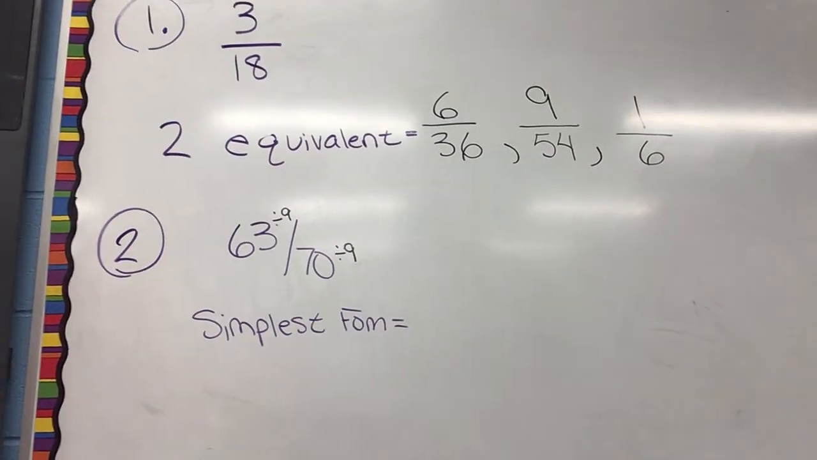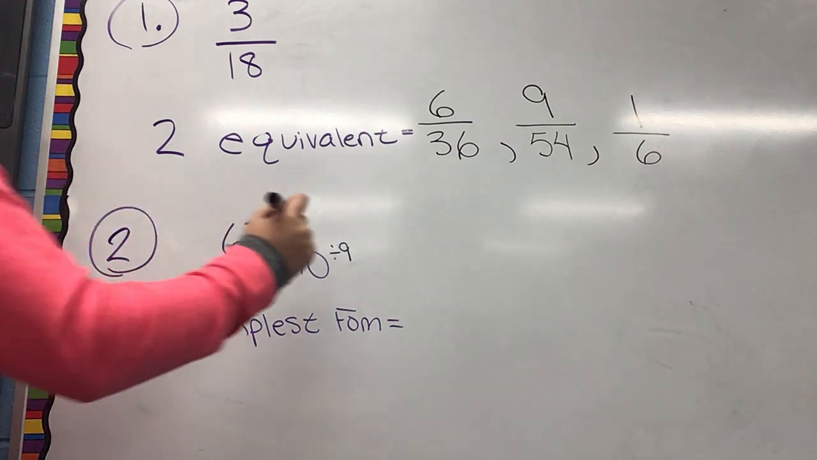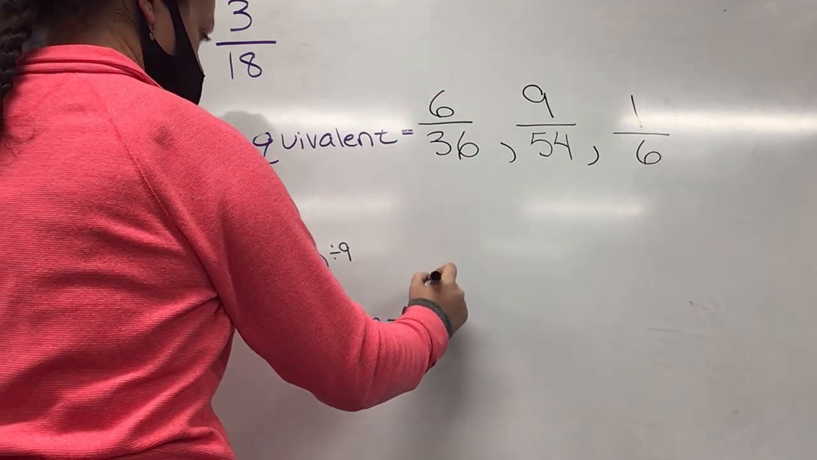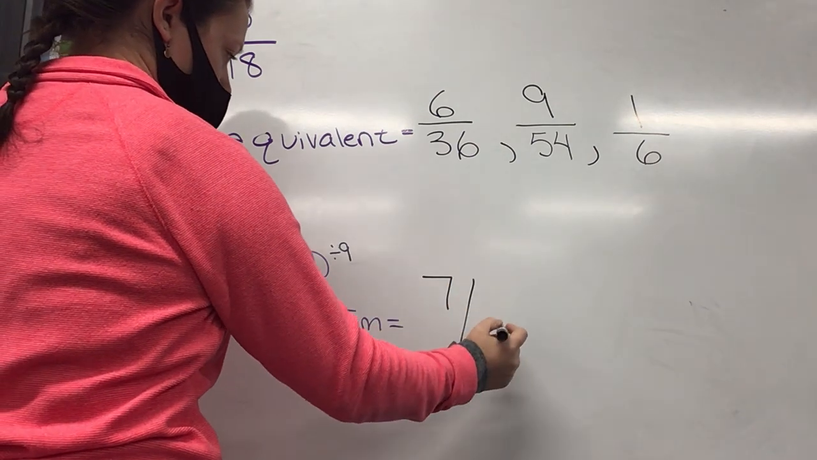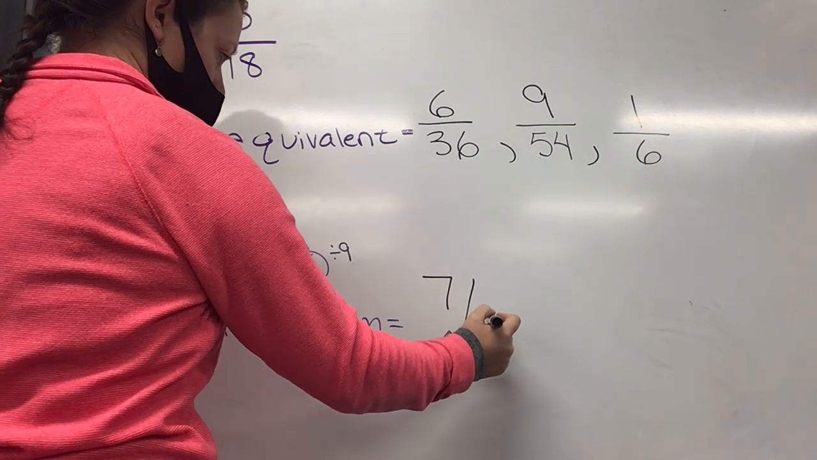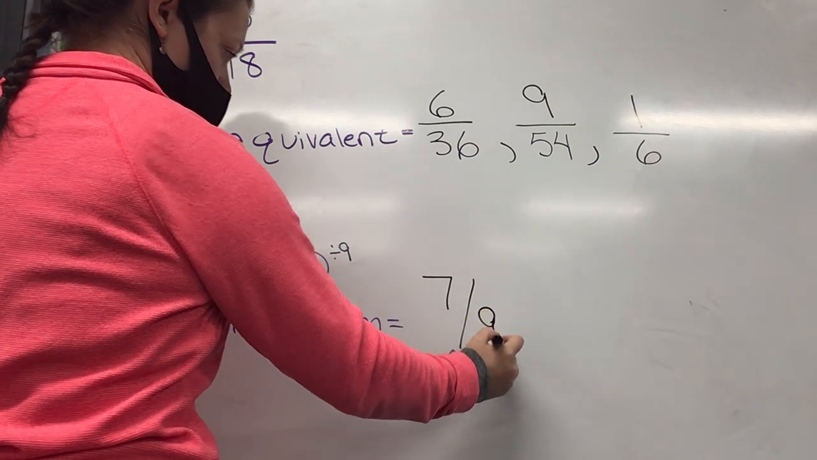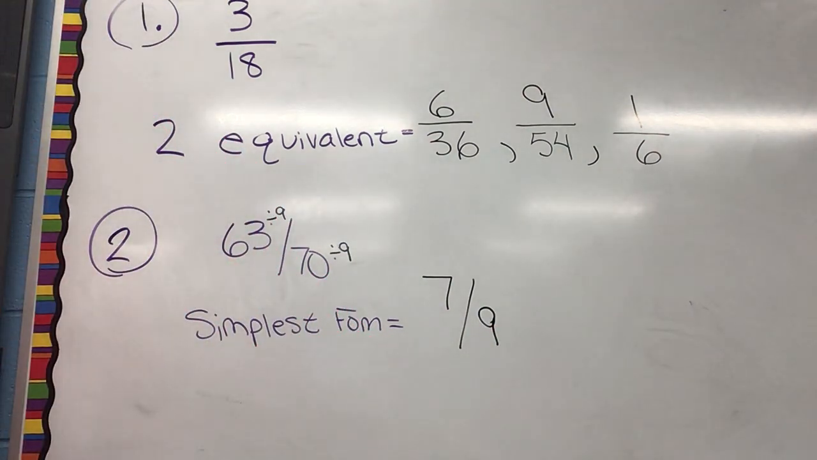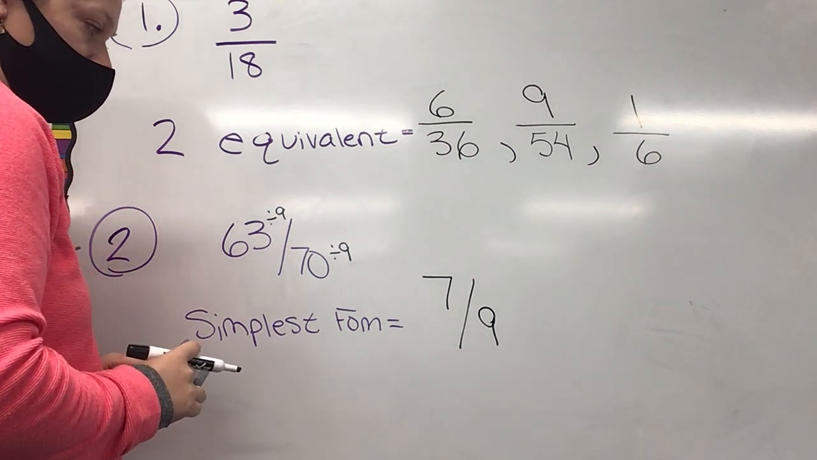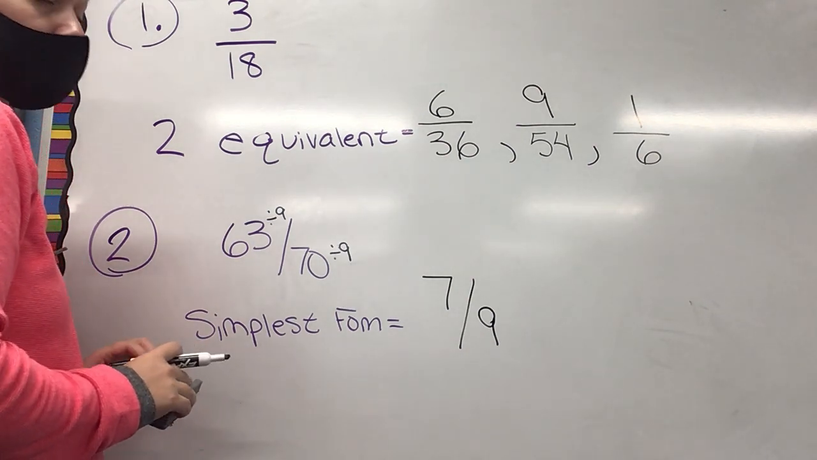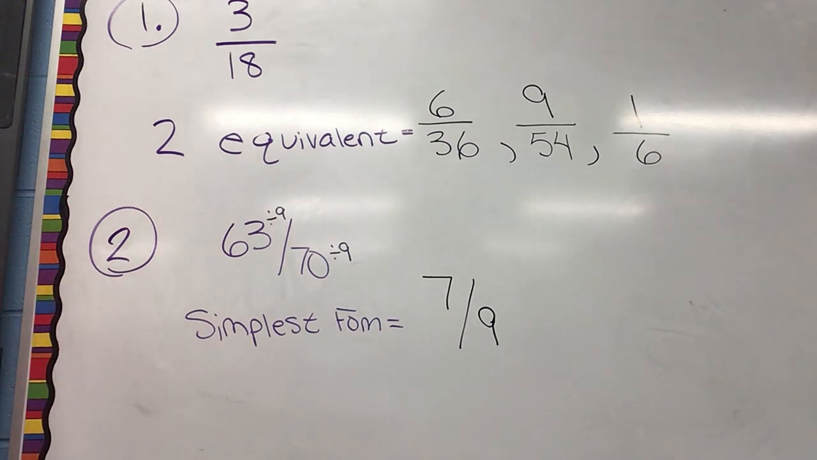So what is 63 divided by 9? 7. What's 70 divided by 9? It's not 9. Because 9 times 9 equals 81. Math facts. It's not 6. It's not 9. Ladies and gentlemen, these are 3rd grade math facts.